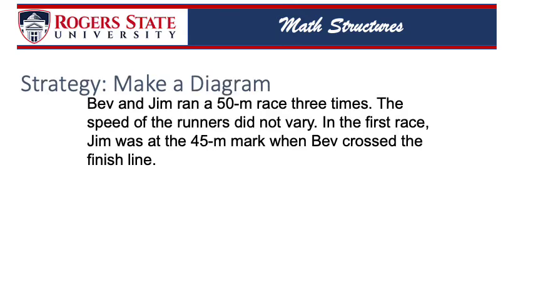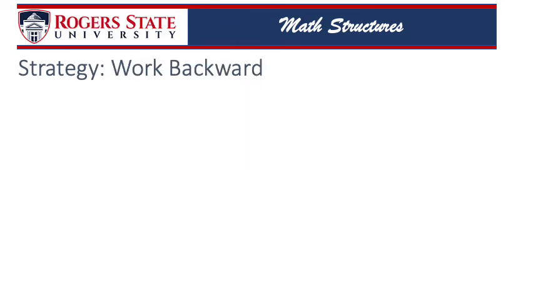Okay, so let's look at this problem. Bev and Jim ran a 50-meter race 3 times. The speed of the runners did not vary. In the first race, Jim was at the 45-meter mark when Bev crossed the finish line. So, how do we go about solving it? Well, one way we can do is we can work backwards.